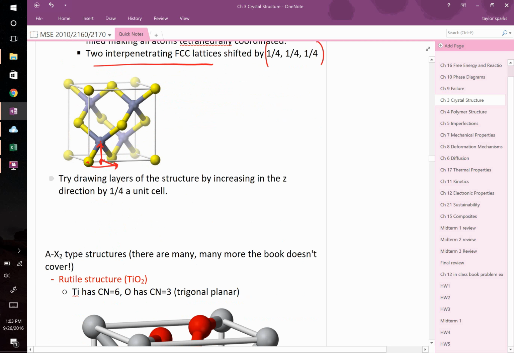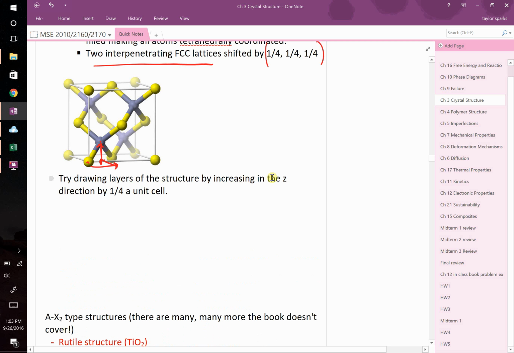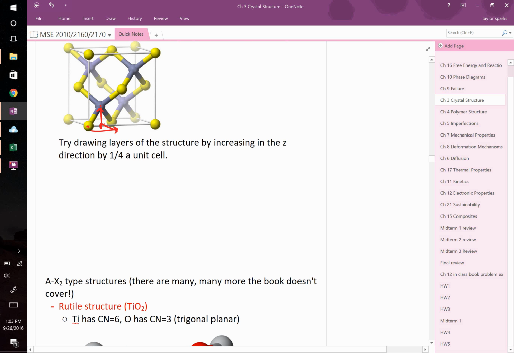So let's actually try drawing one of these. Let's pick in the z direction, so in the up direction, let's draw 1/4 of the way up this unit cell, and let's draw that plane. What does it look like? So sketch that out with you and your neighbor. If you were to draw this plane, what's it look like?